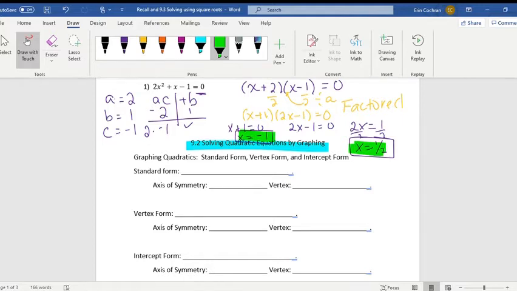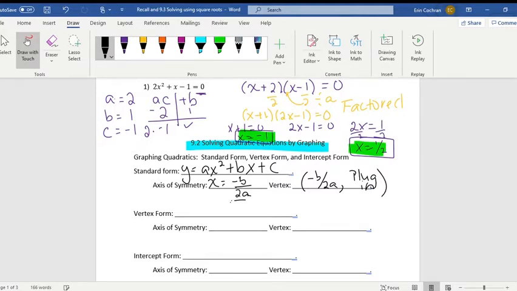Okay, so let's refresh our graphing. The first one is standard form, which is like how we factored, which is y equals ax squared plus bx plus c. And our axis of symmetry is the equation that splits our parabola in half, and the axis of symmetry was x equals negative b over 2a. And then the vertex, the x-coordinate is always the axis of symmetry, so that negative b over 2a. And to get our y, remember, we plugged in our x and solved for our y.